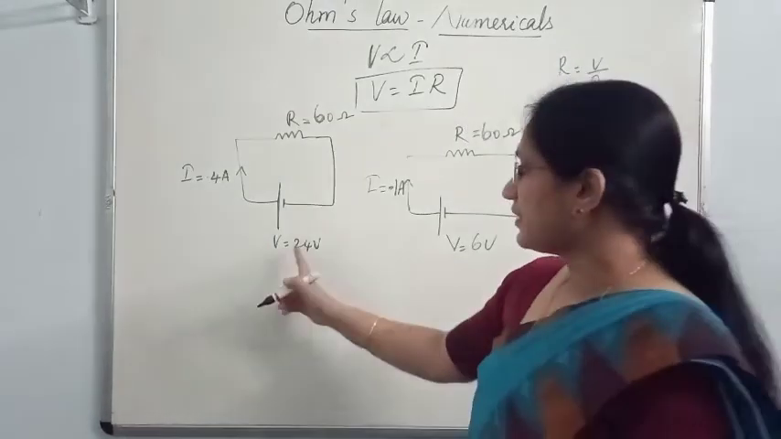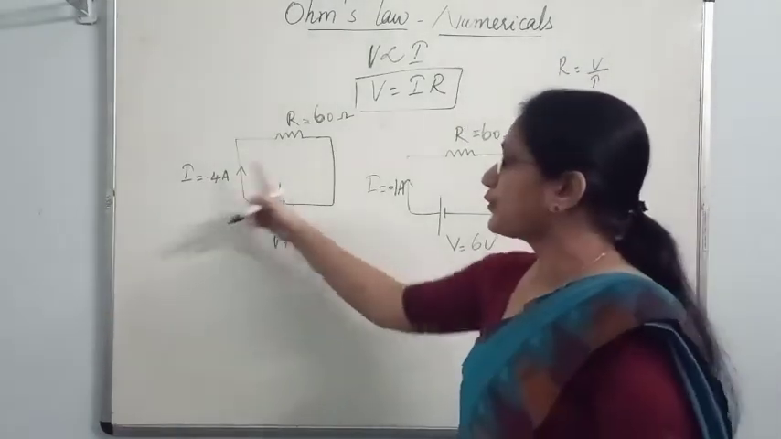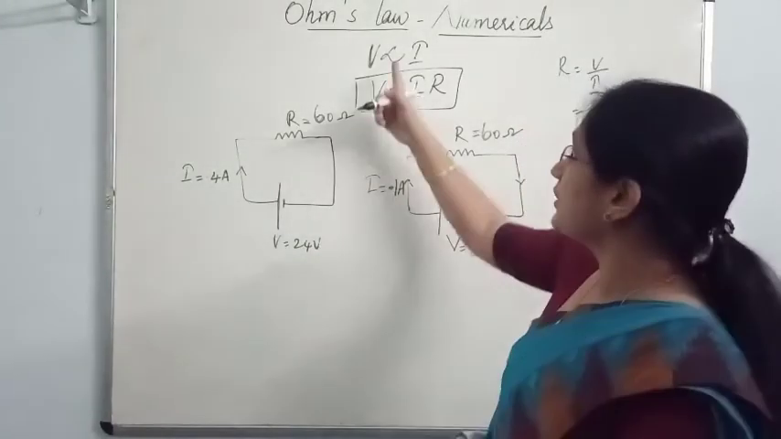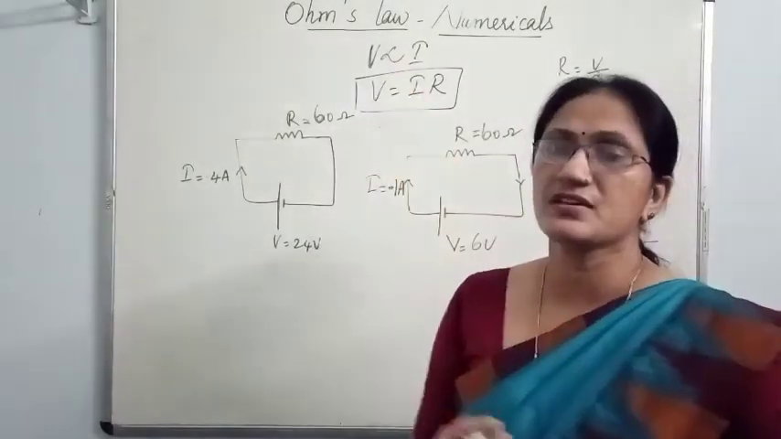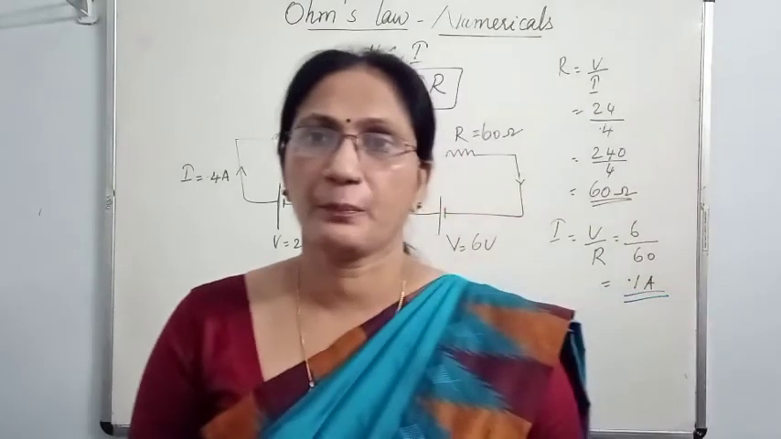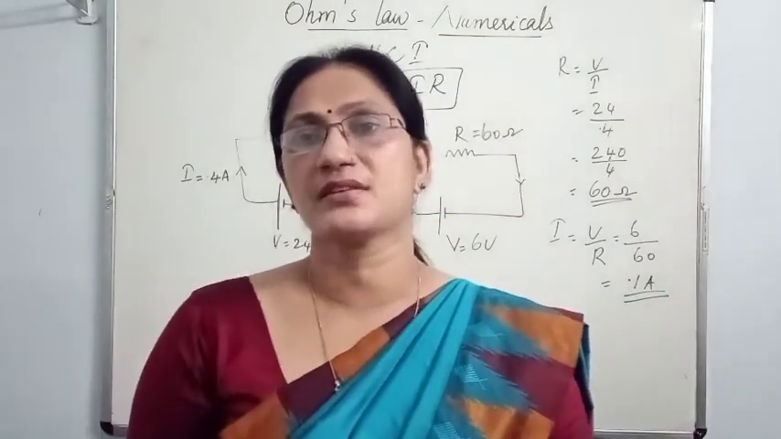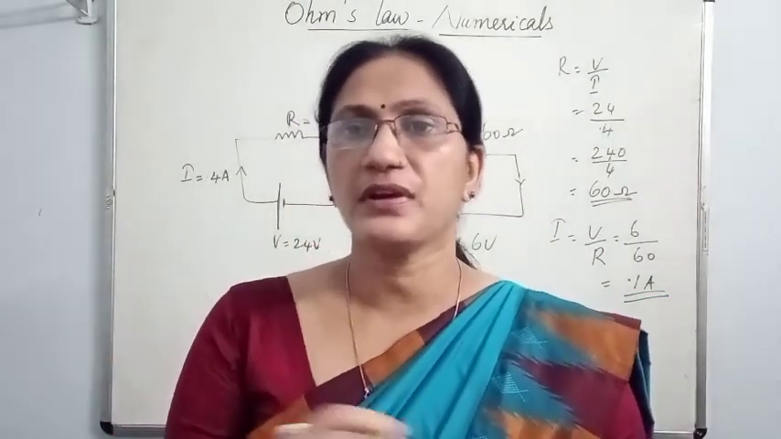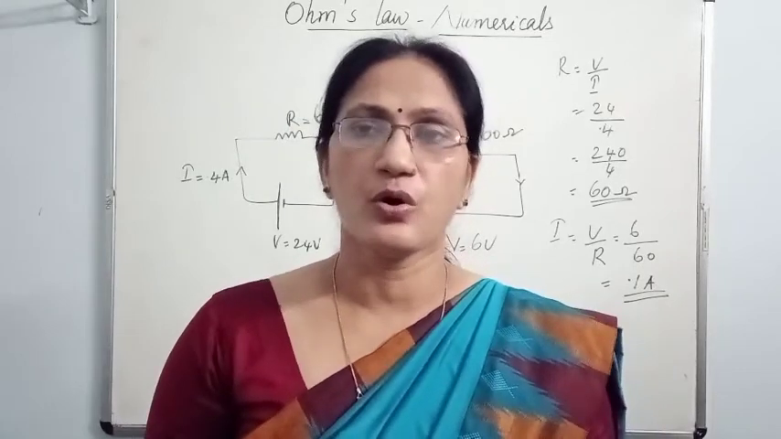That means when V decreases, a proportionate decrease happens in I value, that is Ohm's law. V is proportional to I. A proportionate increase or decrease happens for V and I, that is Ohm's law.